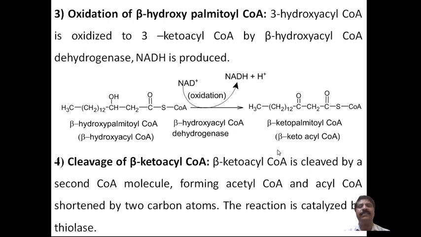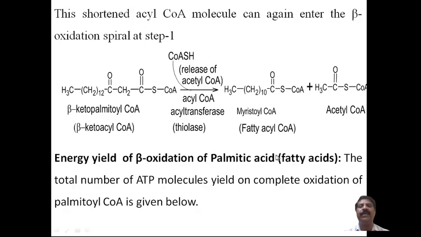Then this is subjected to the next step, that is the fourth step, the cleavage of the bond. The cleavage of the beta keto acyl coenzyme A bond takes place here, in which a bond is formed using thiol coenzyme A, with release of acetyl coenzyme A, by acyl transferase or thiolase. In this, the breaking of the bond takes place to form myristic acid, myristoyl coenzyme A.